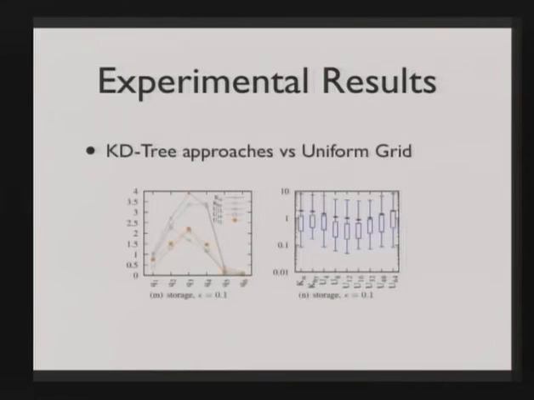So let's look at real experimental results. Let's compare the KD tree approach with the uniform grid approach. The KD tree approach is a hierarchical recursive partitioning approach, while the uniform grid approach is very basic. It just lays a uniform grid and does differentially private count queries. Before I comment on the results, let me explain these strange graphs.